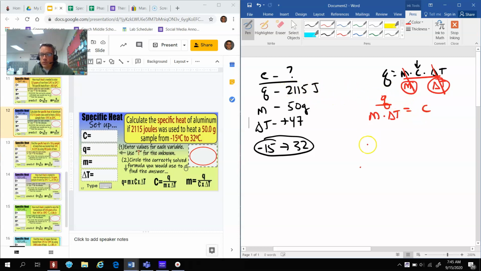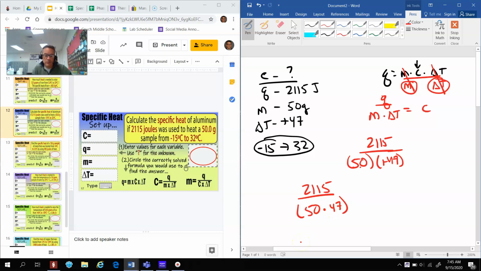So now we can plug in Q, which is 2115. We can plug in M, which is 50. And we can plug in delta T, which is 47. And again, in your calculator, you would probably want to do 2115 divided by, in parentheses, 50 times 47, to put all that in parentheses together. Otherwise, you're going to get a number that's just a little bit too big. So 2115 divided by parentheses 50 times 47, close parentheses, and that gets us 0.9.